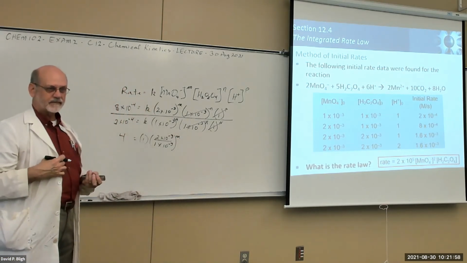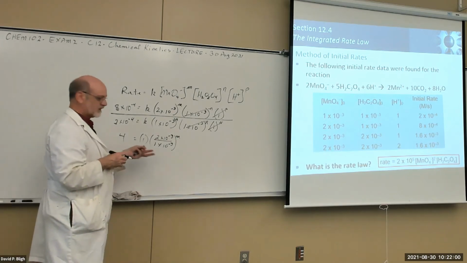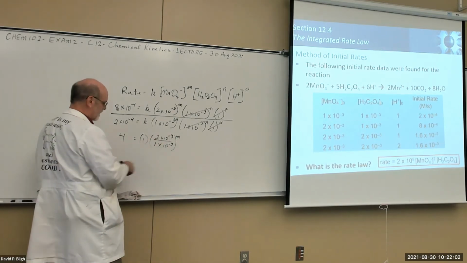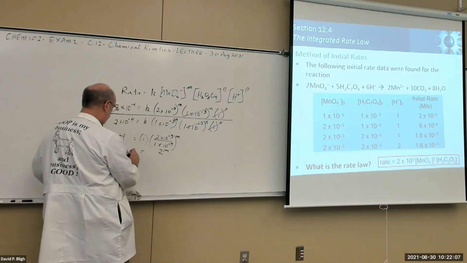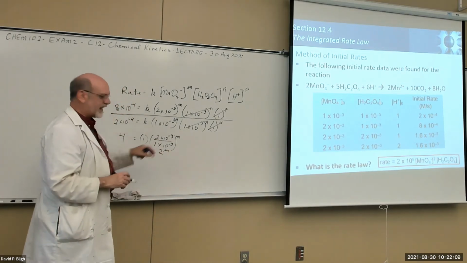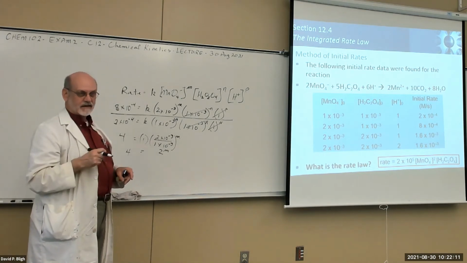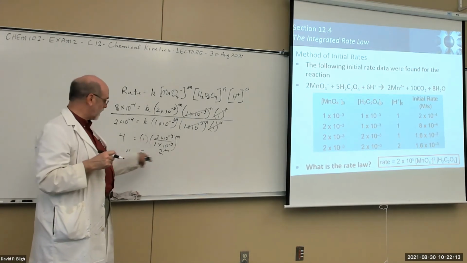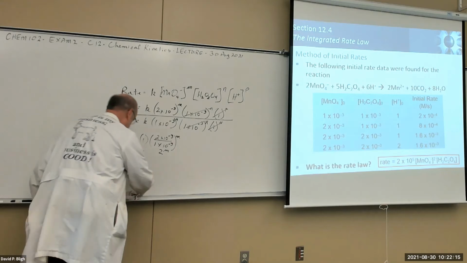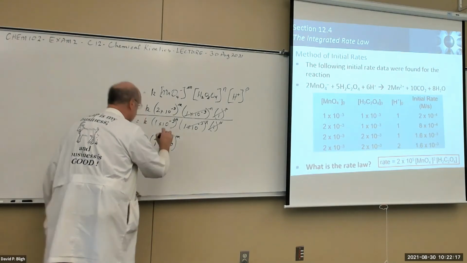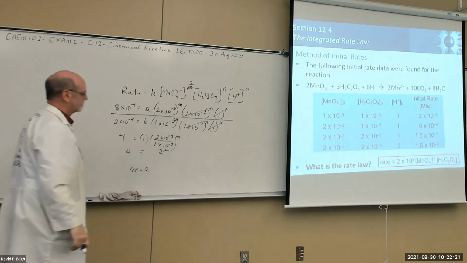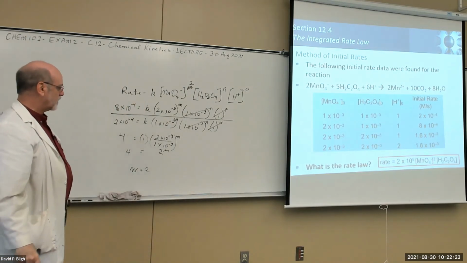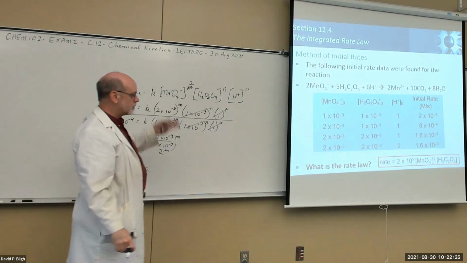Everybody see that? That's mathematical. That's legal. So this divided by that is 2 to the m is equal to 4. So what could m be? It has to be 2, right? 2 squared equals 4. So m equals 2. Now you can put 2 here. Okay? And you do that same thing for the other 2.